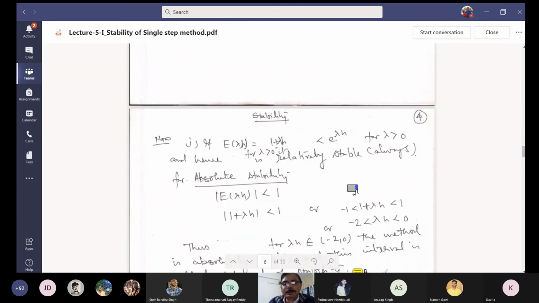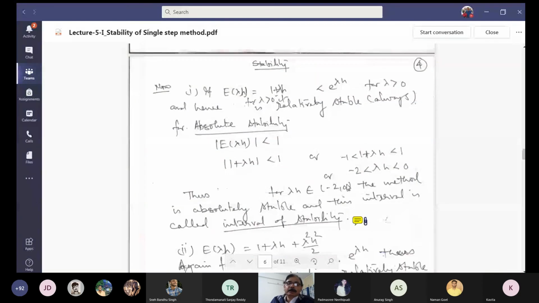Okay, so let me see at least one example. That is your Euler method. For the Euler method, we have already seen that E(λh) is 1 plus λh. It is strictly less than e to the power λh for λ greater than 0, because e to the power λh has 1 plus λh plus λ square h square by 2 and so on. So it is always relatively stable.